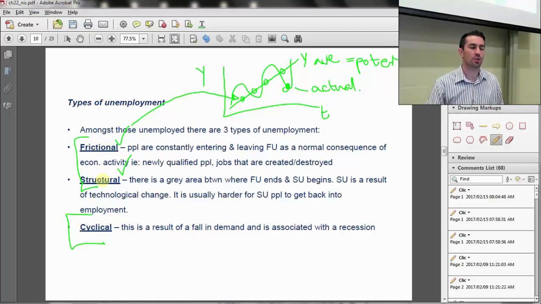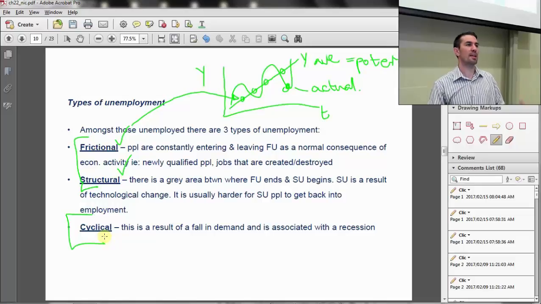Both frictional and structural unemployment happen all the time. And when we talk about full employment, we do not mean that there is no frictional and no structural unemployment. When we say full employment, we mean there are still frictionally unemployed people, there are still structurally unemployed people, but at full employment there are no cyclically unemployed people. So what are cyclically unemployed people? Cyclically unemployed people are people who have lost their job because the economy is not doing well. Okay? In other words, it's not about your skill level.